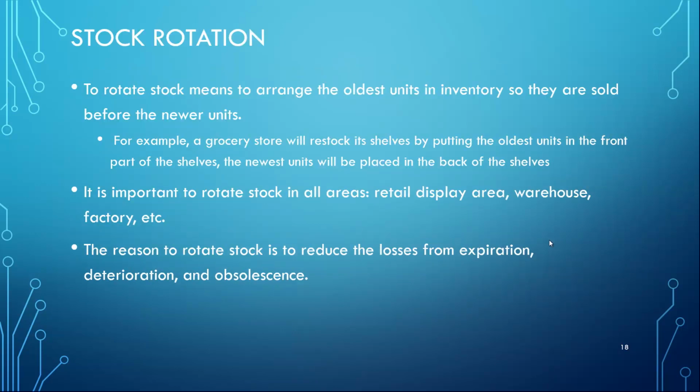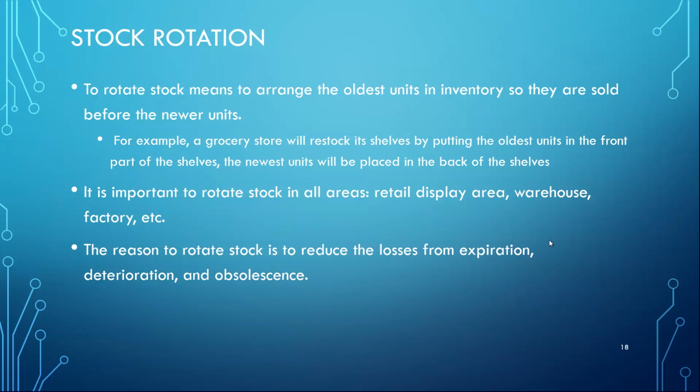To rotate stock means to arrange the oldest units in inventory so they are sold before the newer units. For example, a grocery store will restock its shelves by putting the oldest units in the front of the shelf. The newest will be placed in the back of the shelf. And when you go to a retail store, you will find these items organized by date. The ones in the front are the oldest and the ones in the back are the newest.